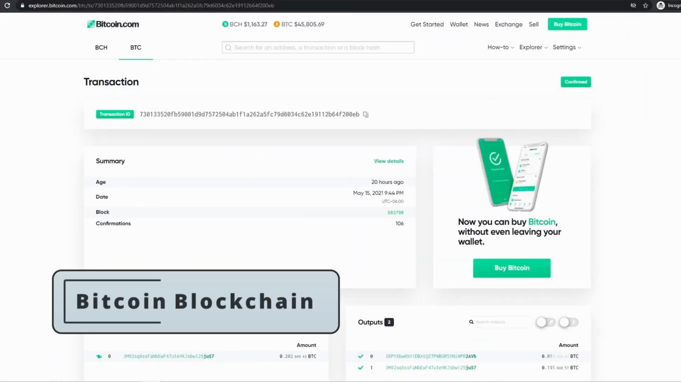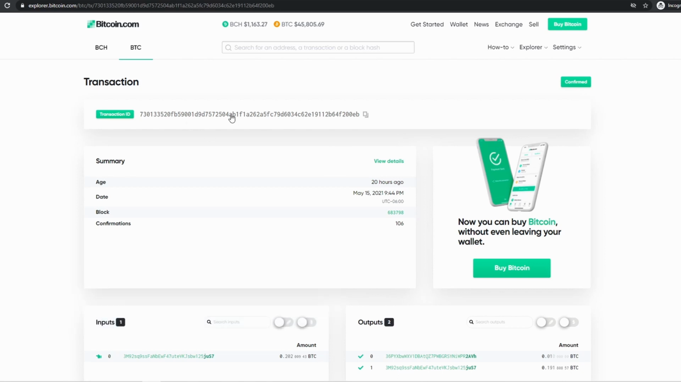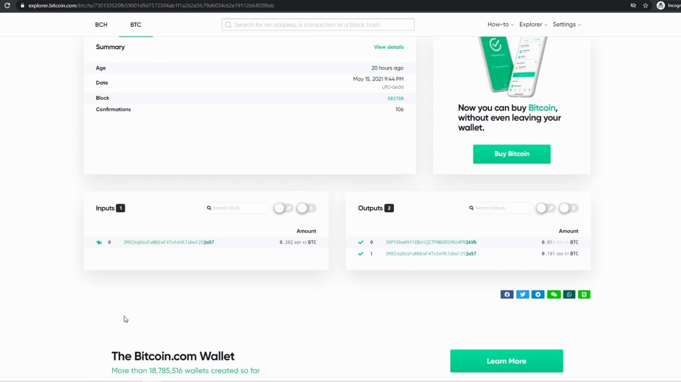But okay, let's look at Bitcoin. So here we have a normal Bitcoin Blockchain Explorer, and we're looking at some random transaction. If we scroll to the bottom, we'll get to the important information, namely the inputs and the outputs. The input section is just the sender, so this particular address sent 0.202 Bitcoin. The output section is comprised of the addresses that the Bitcoin was sent to, so the recipients.